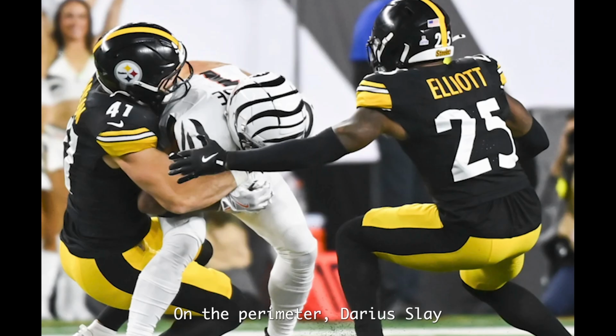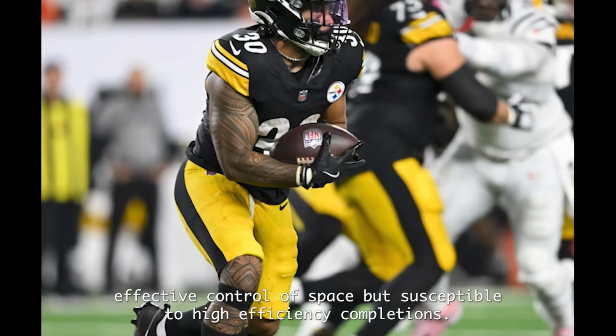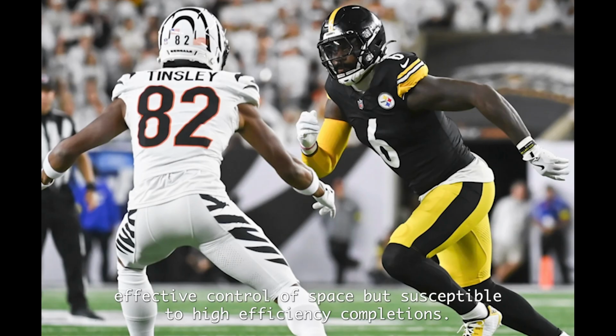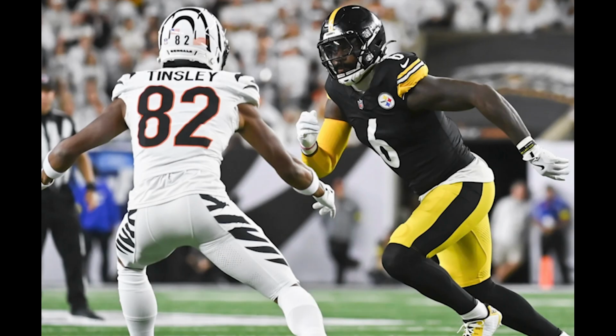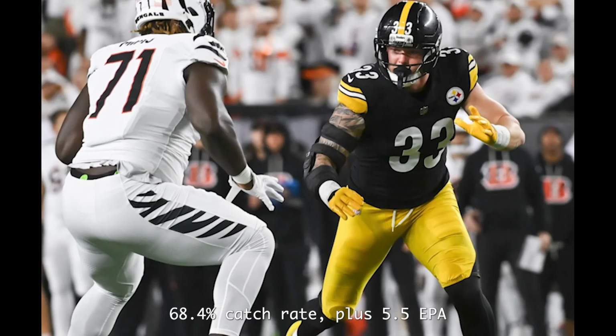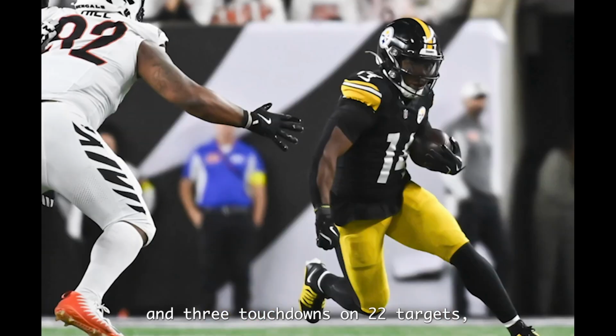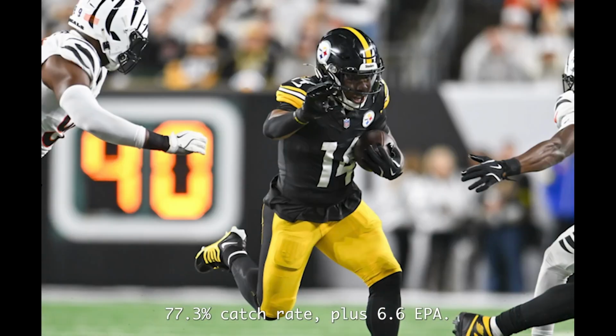On the perimeter, Darius Slay and Jalen Ramsey both show similar patterns, effective control of space, but susceptible to high-efficiency completions. Slay has given up 131 yards and 1 touchdown on 19 targets, 68.4% catch rate, plus 5.5 EPA, while Ramsey has surrendered 186 yards and 3 touchdowns on 22 targets, 77.3% catch rate, plus 6.6 EPA.